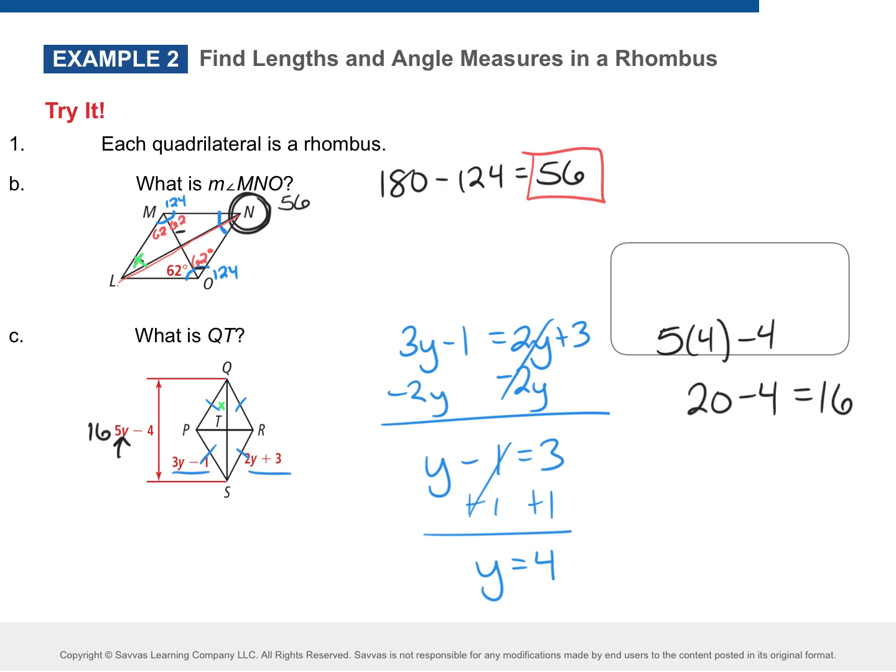A lot of us on our homework went like this. Is that my answer? Right. 16 is this whole thing right here, QS. So how do I find QT? Take 16 divided by 2, which is 8. Yep. So always make sure you are getting what it wants.